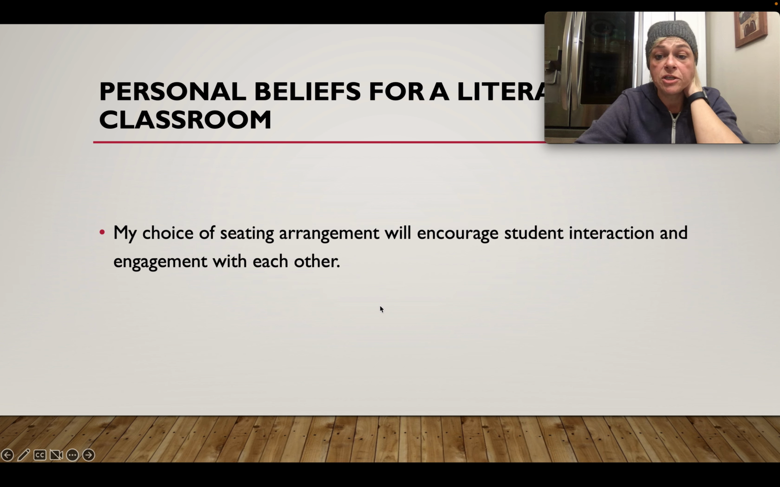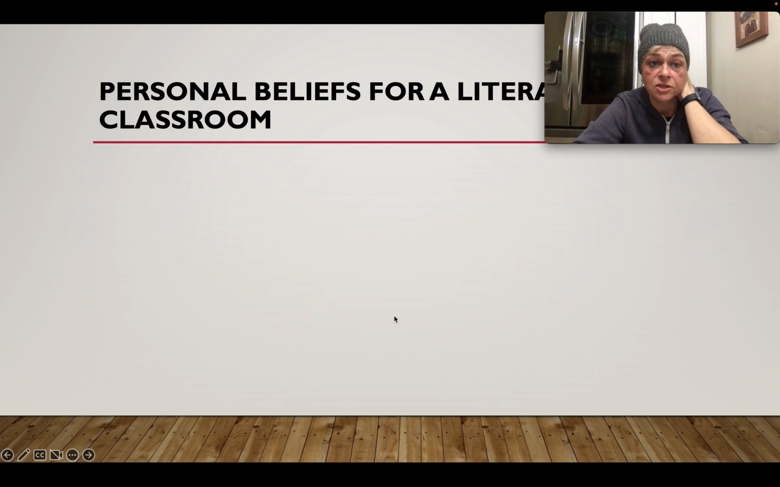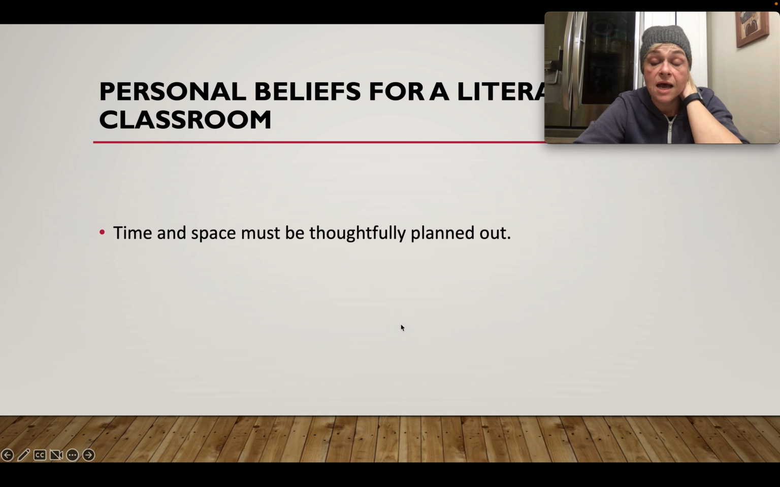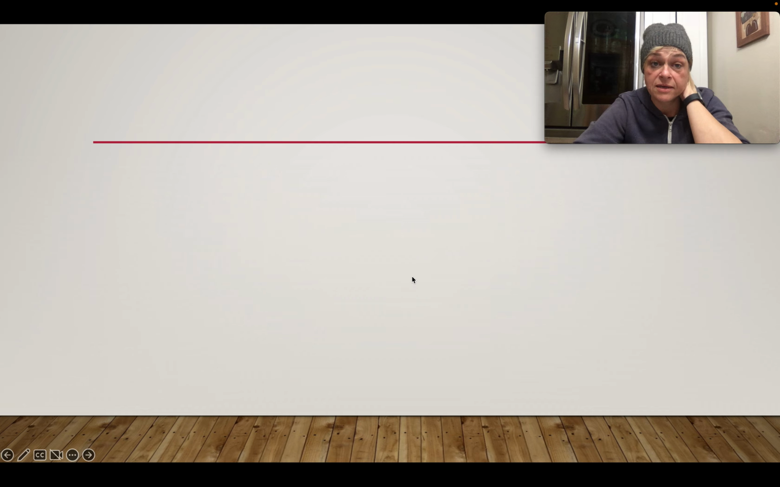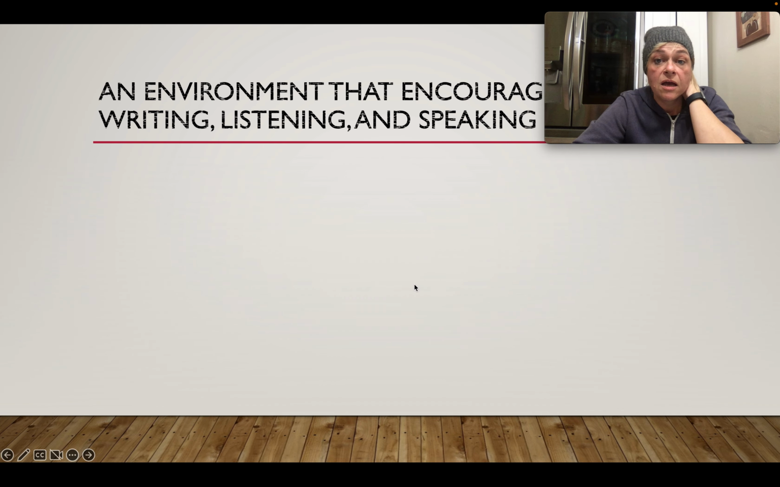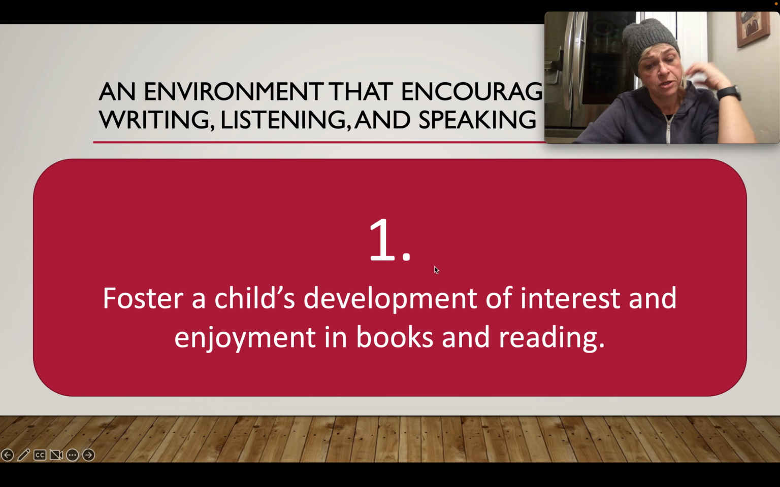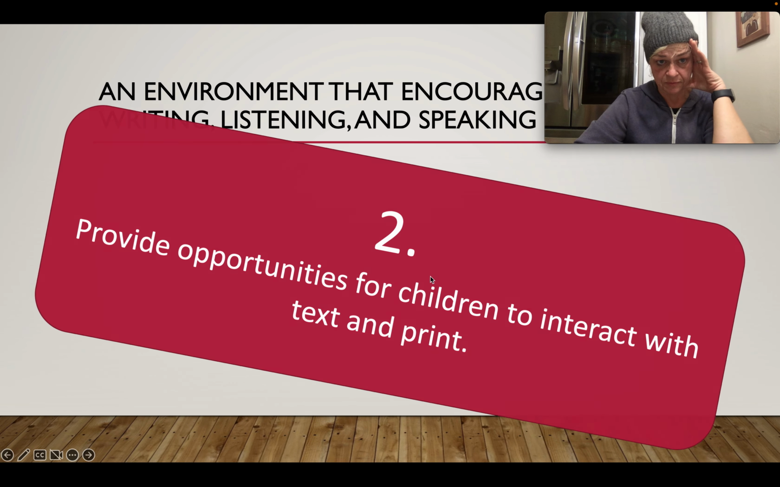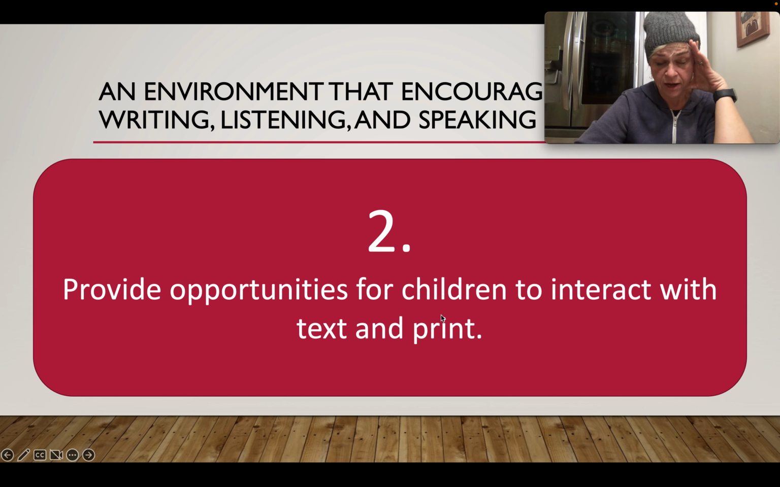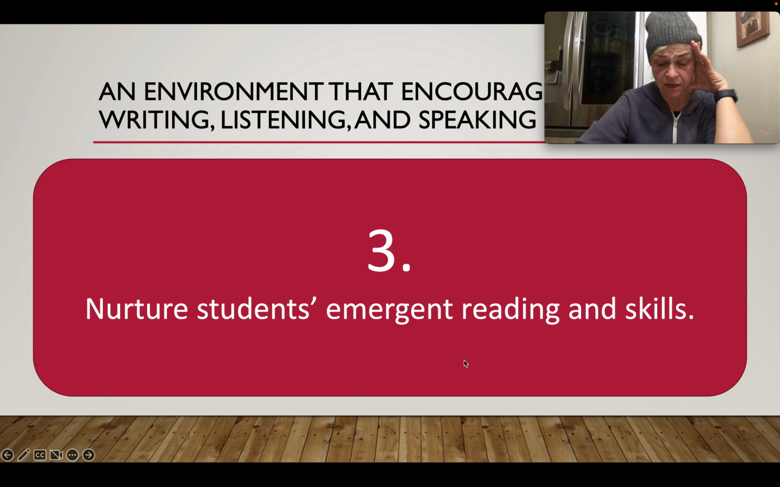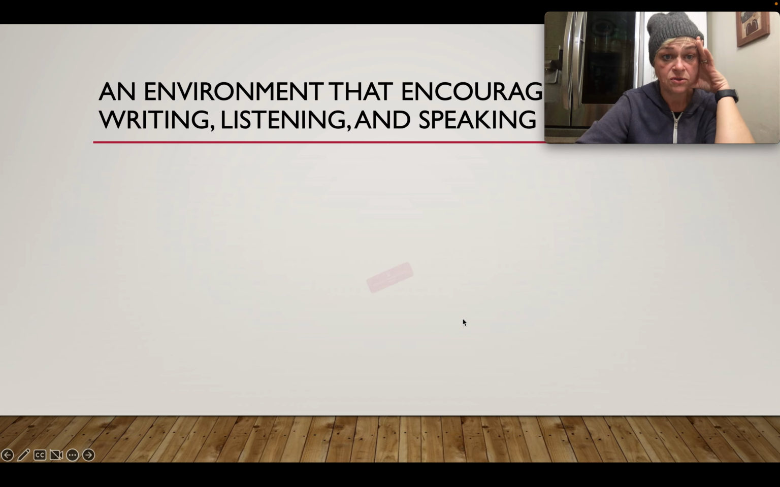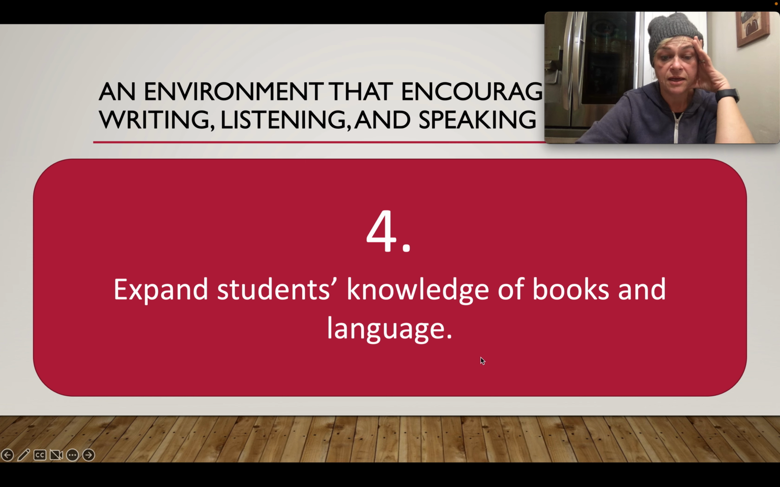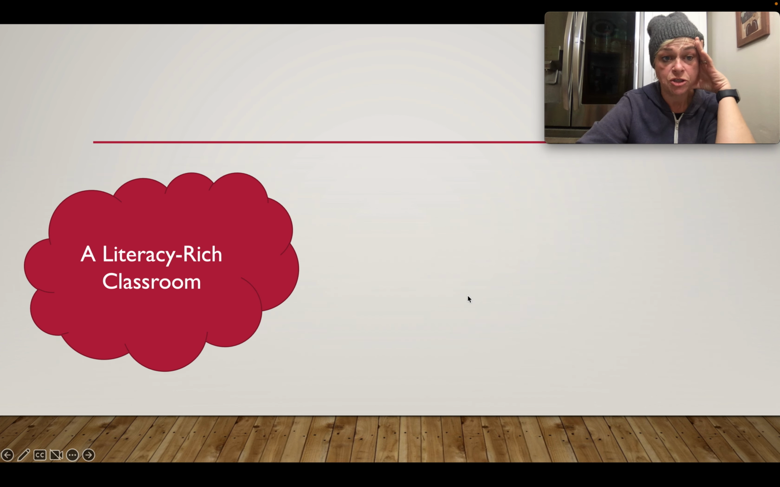I think that your seating arrangement should encourage student interaction and engagement with each other. I think time and space should be thoughtfully planned out. I think that your environment should foster a child's development of interest and enjoyment in books and reading. Super important. I think it should provide opportunities for children to interact with text and print. I think it should nurture students' emergent reading and skills. I think it should expand their knowledge of books and language.